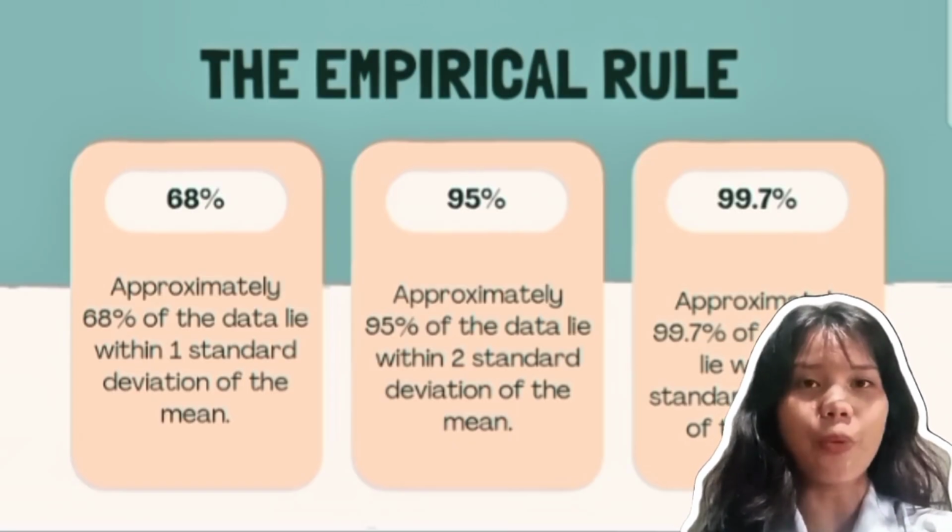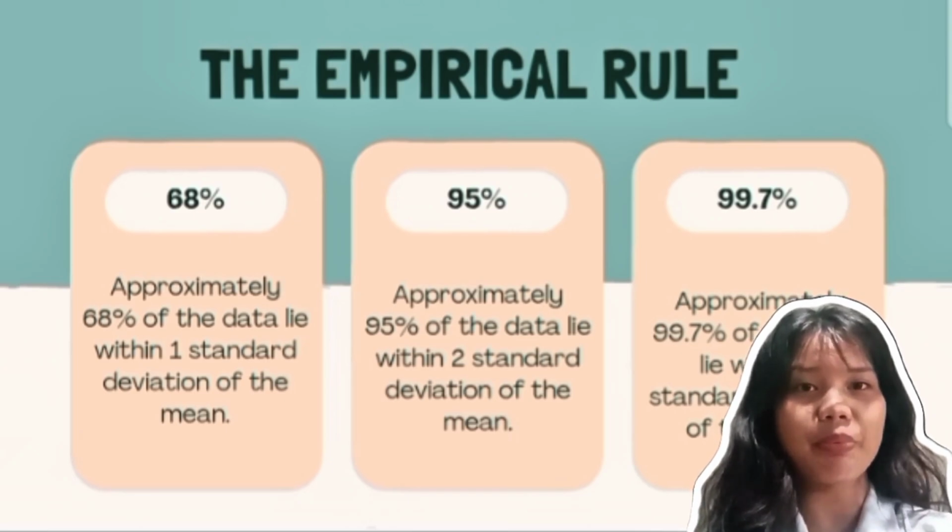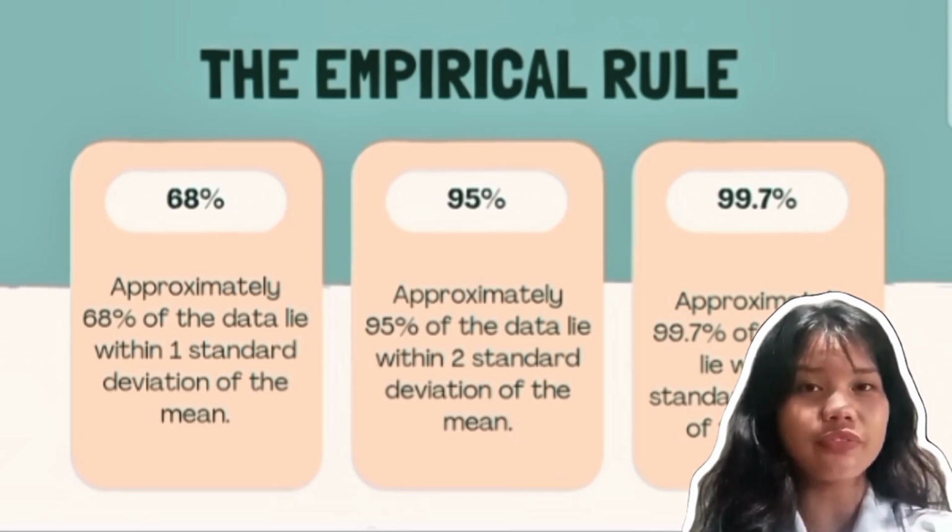Why is this useful? This rule helps you predict where most of your data will be. For example, if you know the average height of a group, you can use this rule to figure out how many people are likely to be very tall or very short.